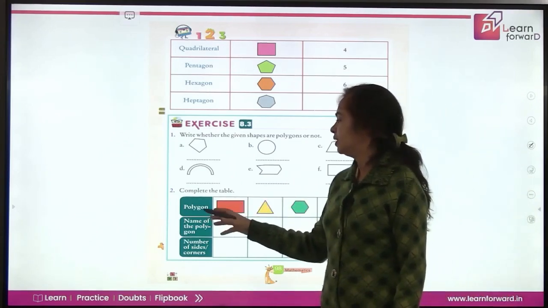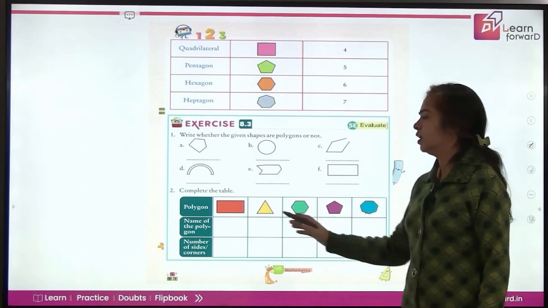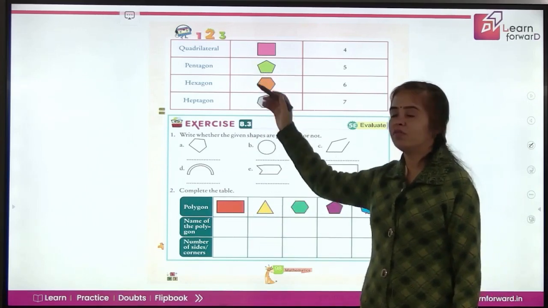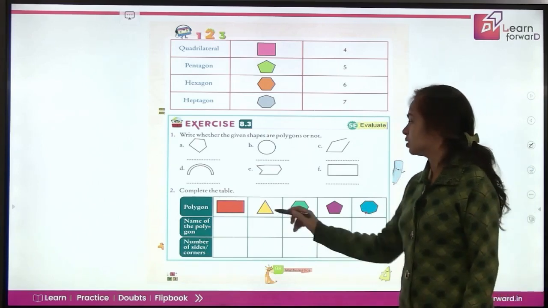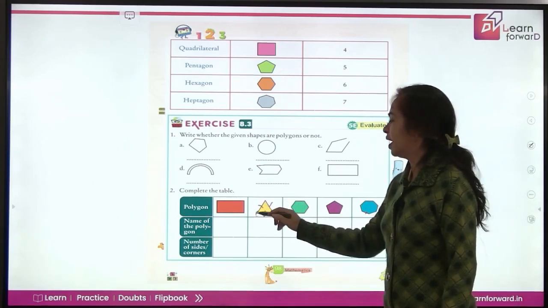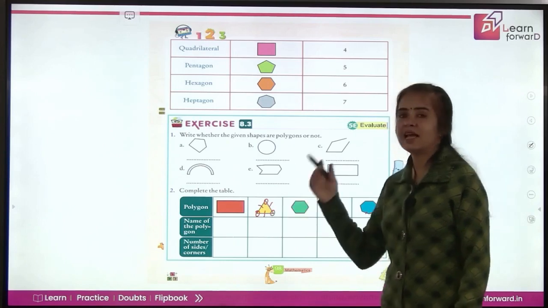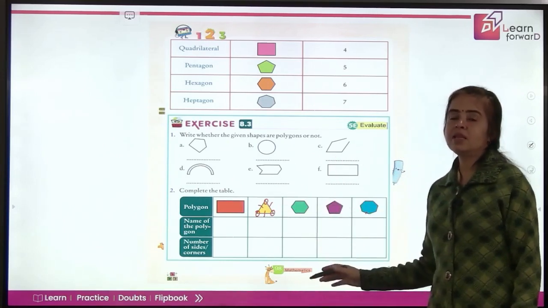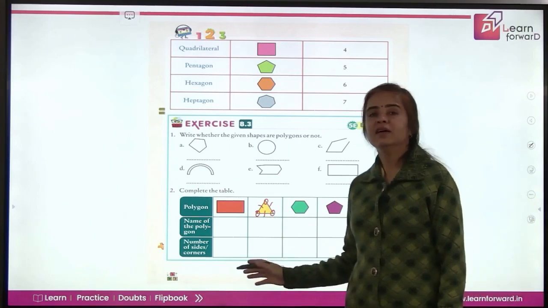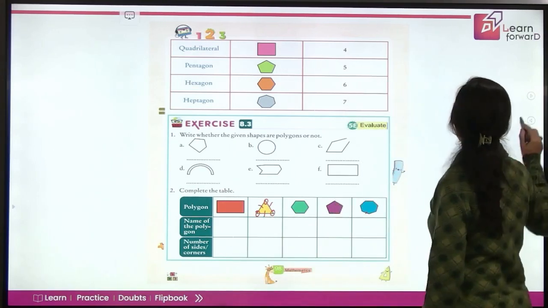So complete the table. Some polygons are given here. You have to name the polygon as you have already learned, and you have to also mention the number of sides and corners. These are called the sides and these are called the corners as we have already learned earlier. So you will just write their names and then write the number of sides and corners here.